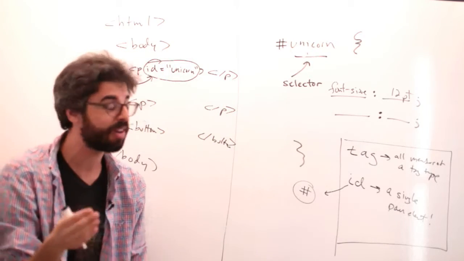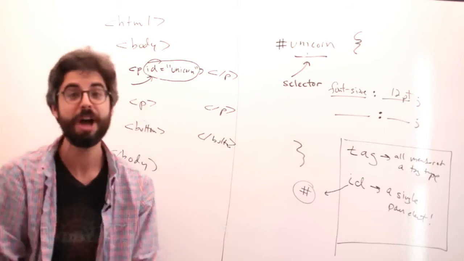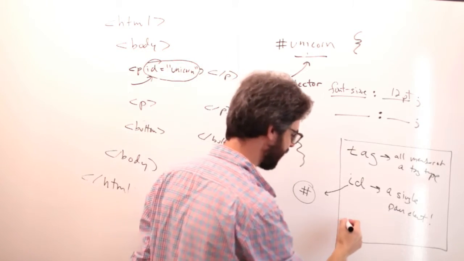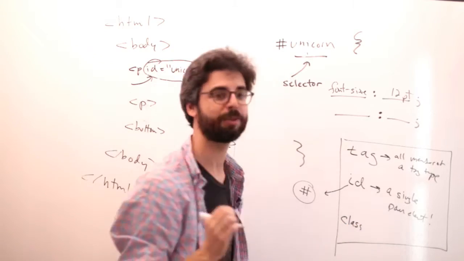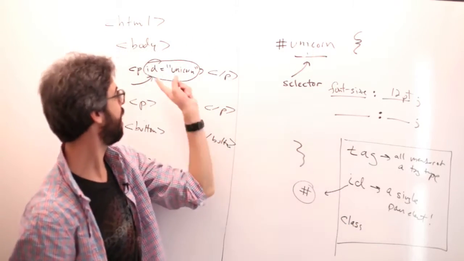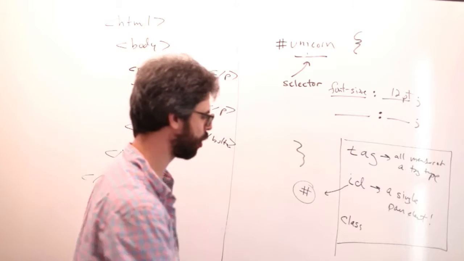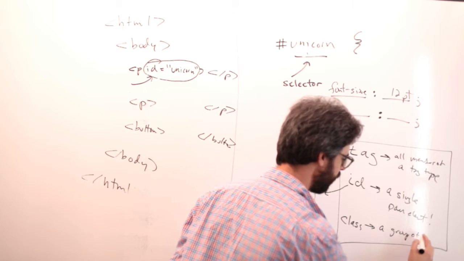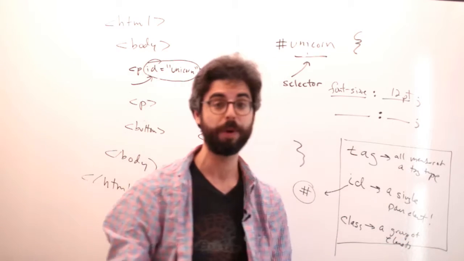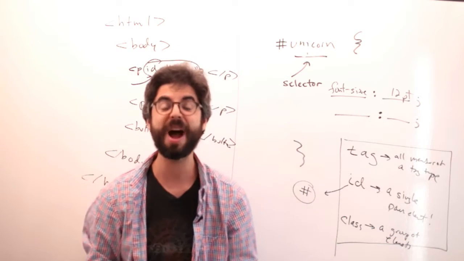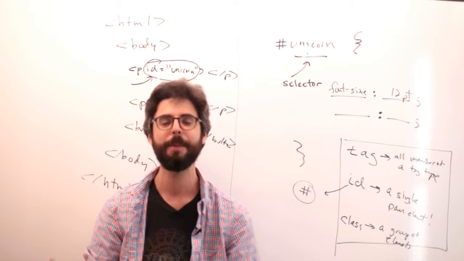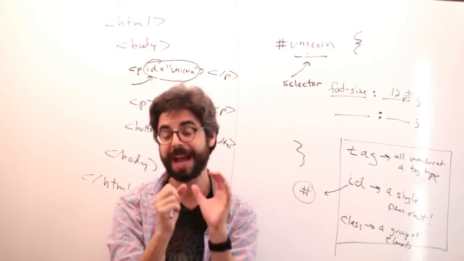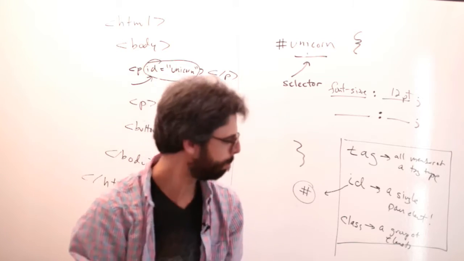Now you could do weird things like add the ID unicorn to this one, but you should not. Because the third kind of selector is a class. So class is a way of creating a group of elements, your own group. So let's say you have 100 paragraph elements on the page, but you want a way of selecting or applying a style to just those 10. You can make those all the members of a certain class.